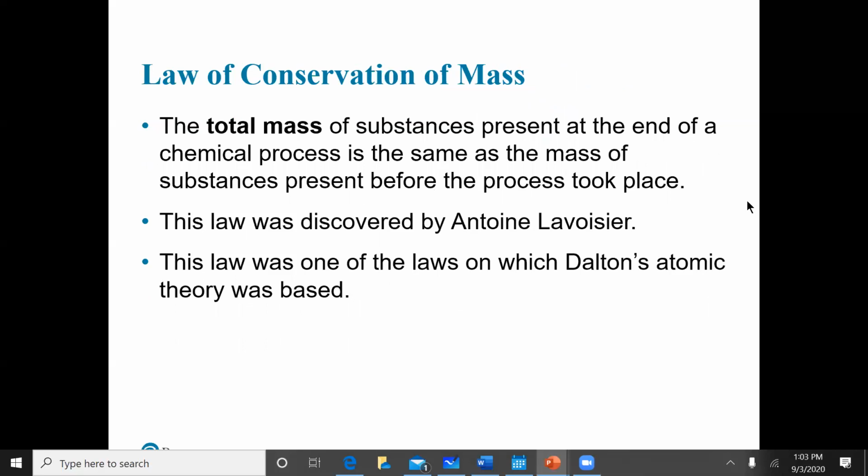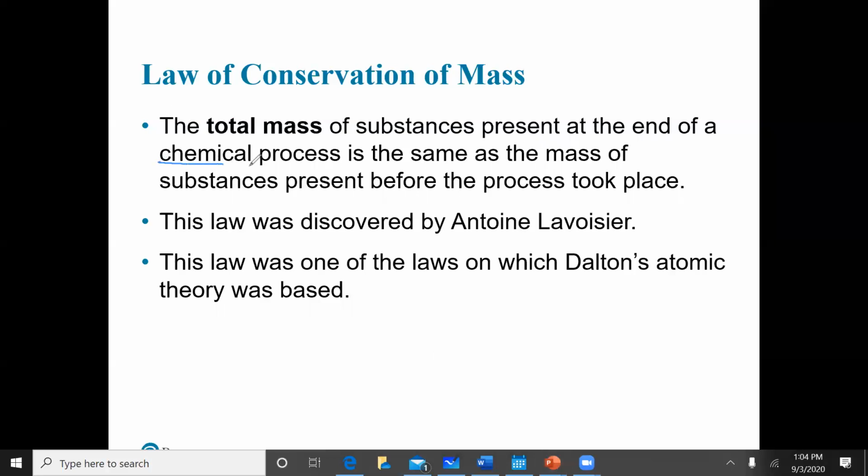Law of conservation of mass. So if you've ever taken a physics class, you may have heard of this, but the total mass of a substance present at the end of a chemical process is the same as the mass of the substances present at the start. This was discovered by Lavoisier. This is another law in Dalton's theory.